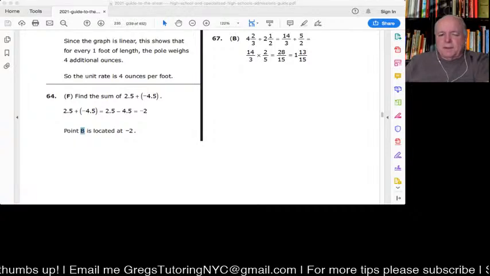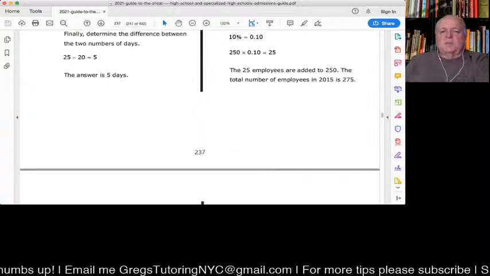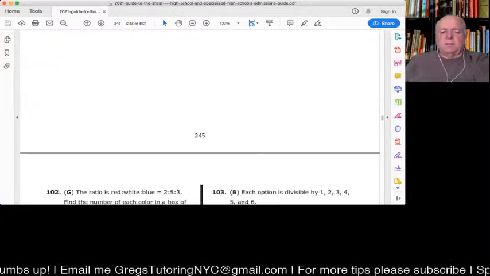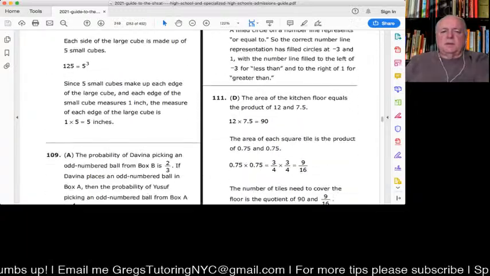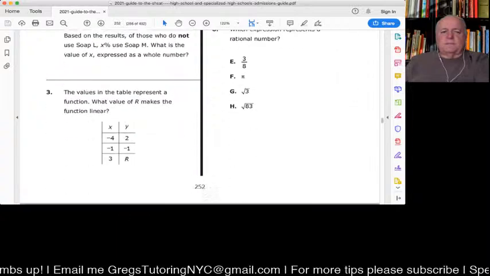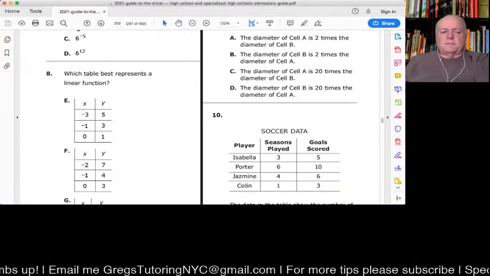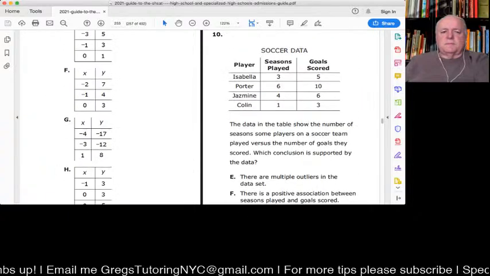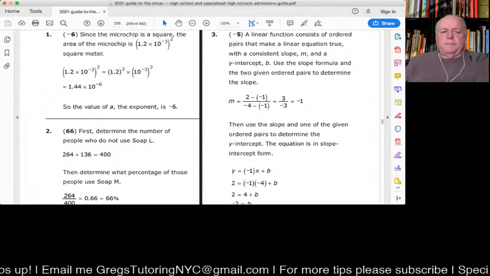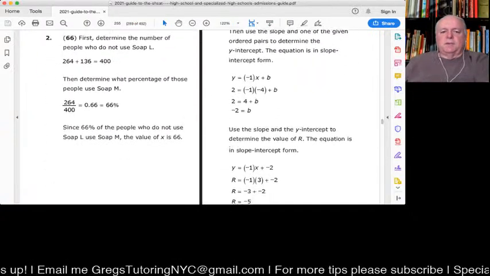The next errata item is on page 256, problem number 5. So this, I believe, was the grade 8 problems. Let me get there. So this is the explanation of the grade 9 problems, not the grade 8 ones.